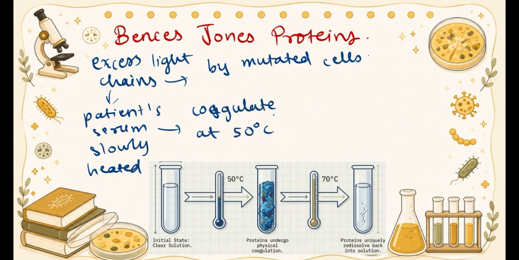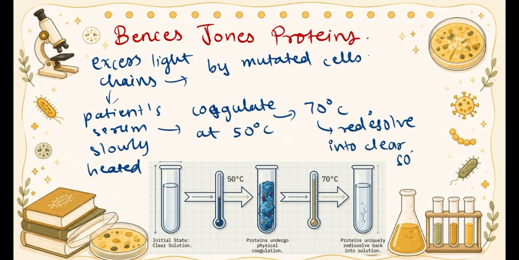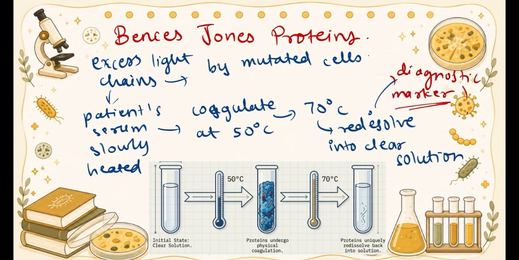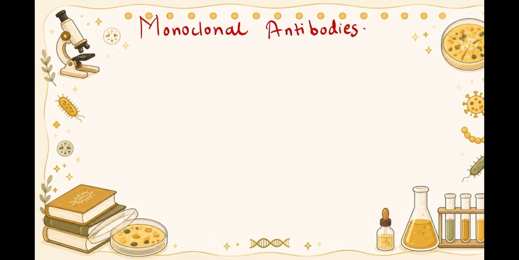However, if you just continue heating that exact same tube up to 70 degrees Celsius, the Bence Jones proteins will uniquely redissolve right back into a perfectly clear solution. It's a highly specific, temperature-dependent diagnostic marker that is incredibly reliable. This deep understanding of natural structure and pathology naturally leads us to our final topic, engineered monoclonal antibodies. We'll begin here with a precise definition of this remarkable human intervention.